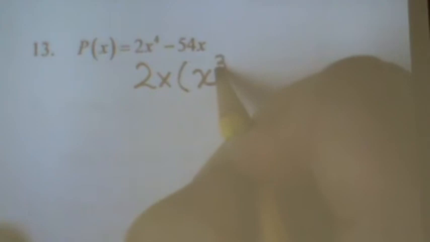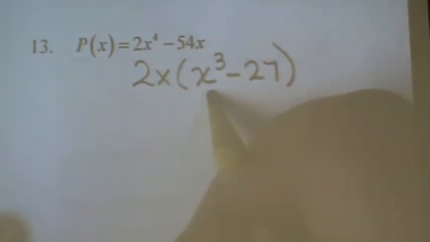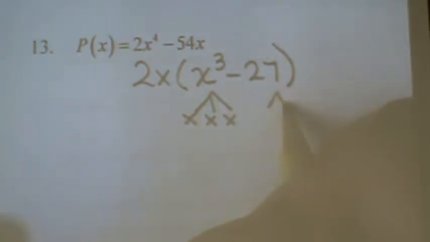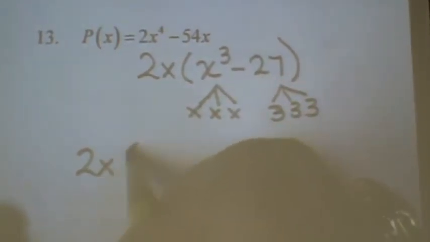Number 13. What is your GCF? 2x. You're going to pull out a 2x, and you're left with x cubed minus 27. What is this right here? A perfect cube. So right now we have 2x. That's what that is, 2x.